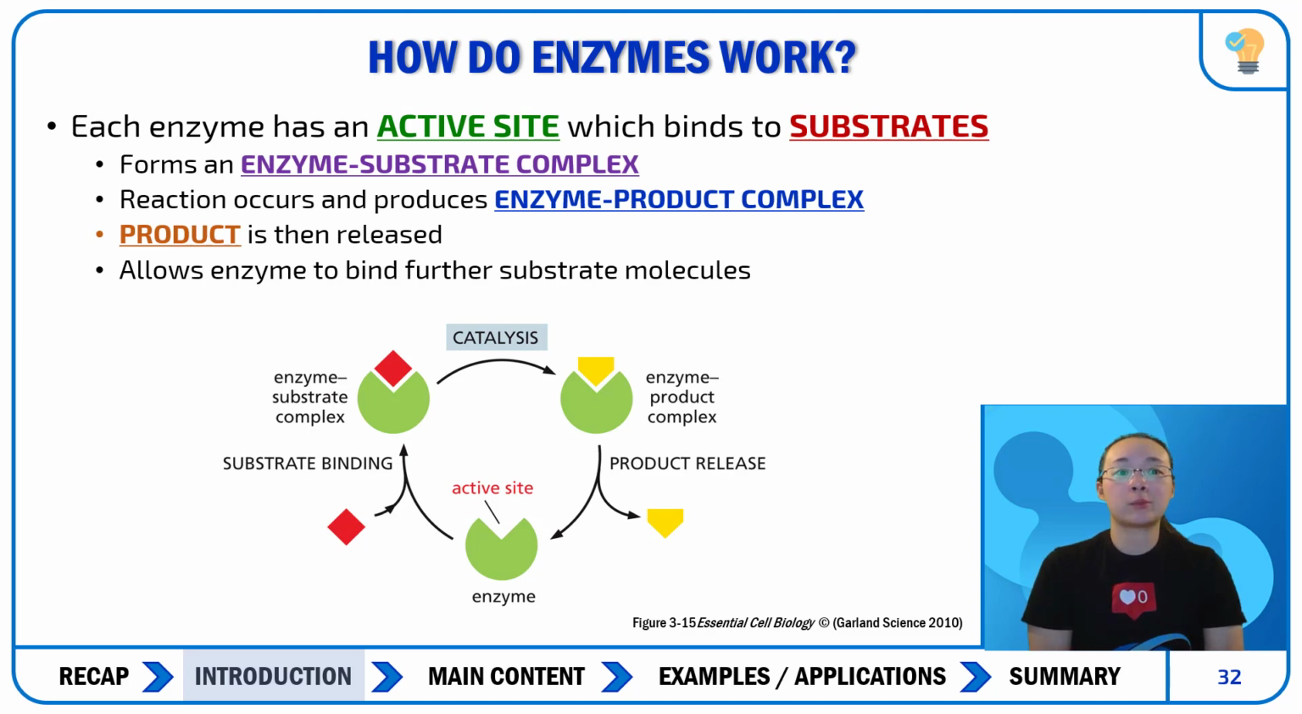So how do enzymes work? Every enzyme has an active site, which binds to substrates. So looking over here, we have an active site, and your substrate can bind to that enzyme. And then it goes through catalysis. So the reaction occurs and produces an enzyme product complex over here, and then your product is released. Your enzyme is returned to its original state, and you can continue making more and more of these products.